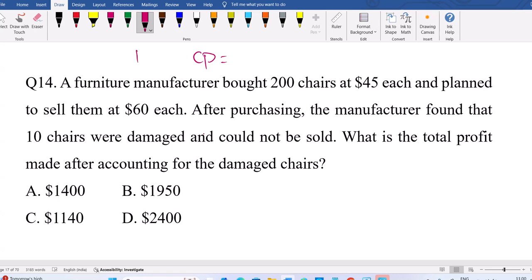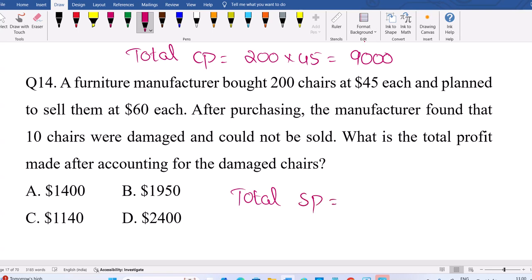Total cost price. How many did he purchase? How many chairs? 200 chairs, each 45. Total cost price is $9,000. Total selling price. How many can he sell? Price of each one is 60. Okay. How many can he sell? Only 190. 10 are damaged. Only 190 we can sell.